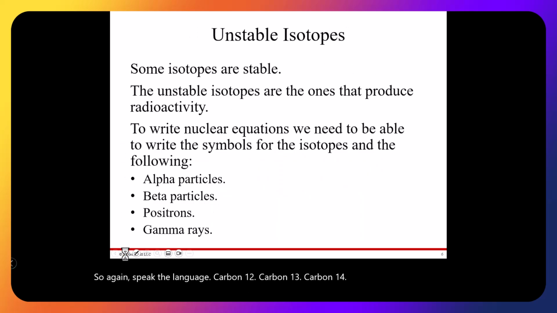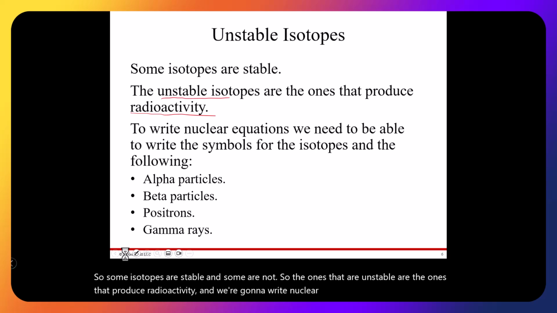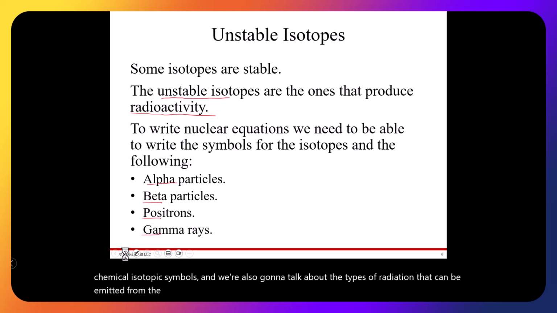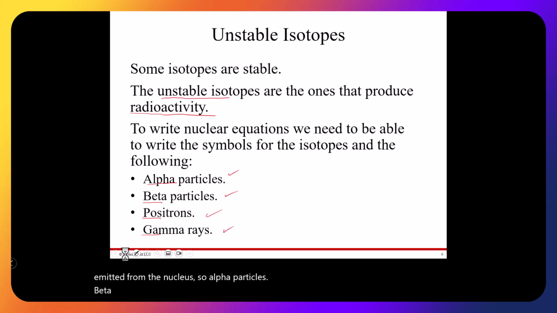So some isotopes are stable and some are not. The ones that are unstable are the ones that produce radioactivity. We're going to write nuclear equations using chemical isotopic symbols, and we're also going to talk about the types of radiation that can be emitted from the nucleus: alpha particles, beta, positrons, and gamma rays.